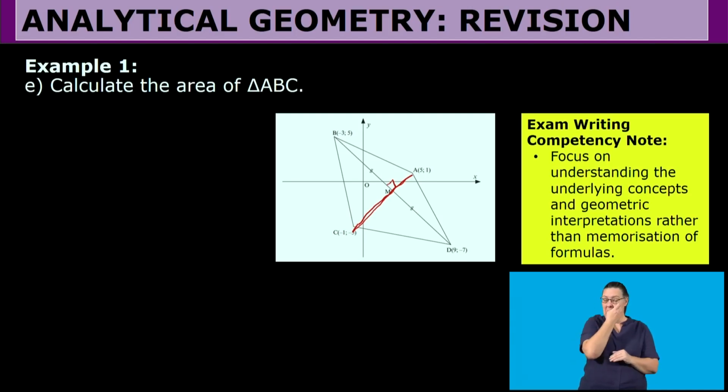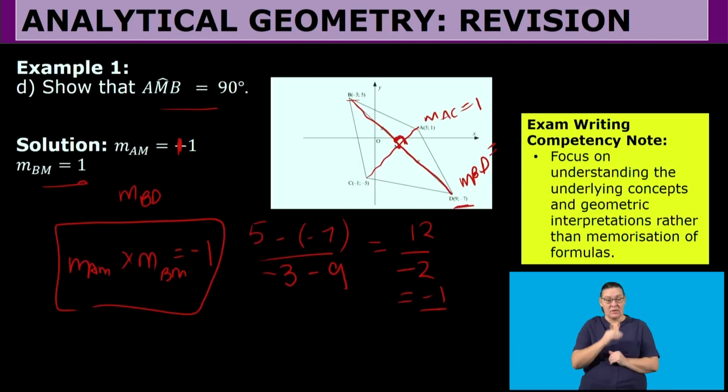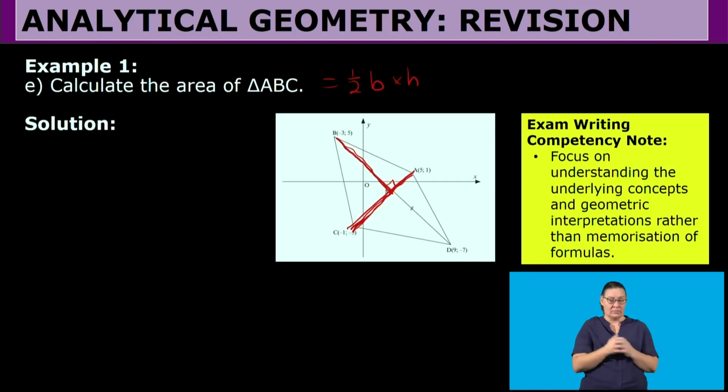So if I knew the length of AC, so that's my base, and if I knew the length of BM, then I could say a half base times height, and that would help me to work out the area of triangle ABC. So we're going to use the formula half base times height. So that means we need to work out some lengths. All right, so let's do that.